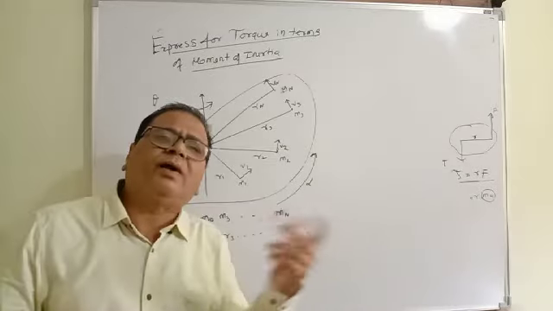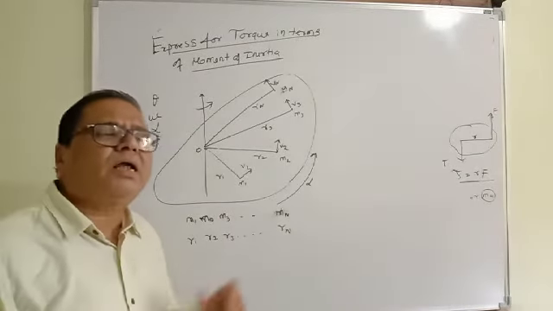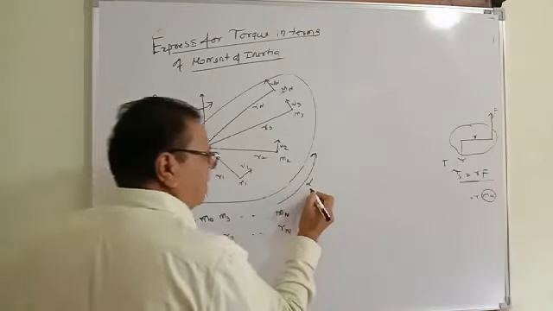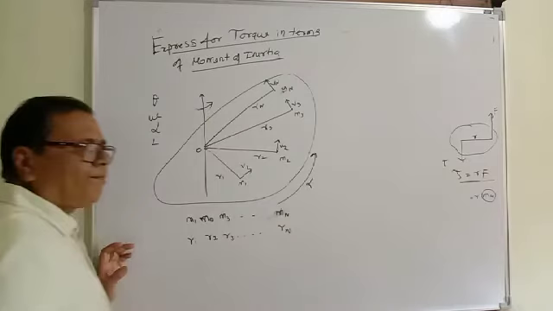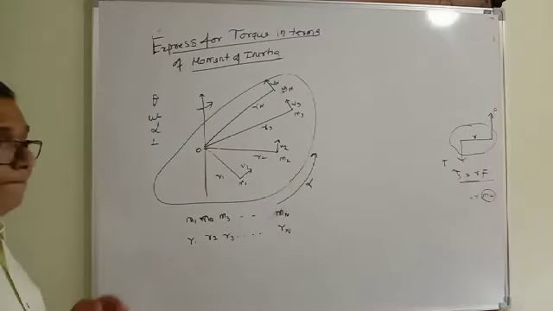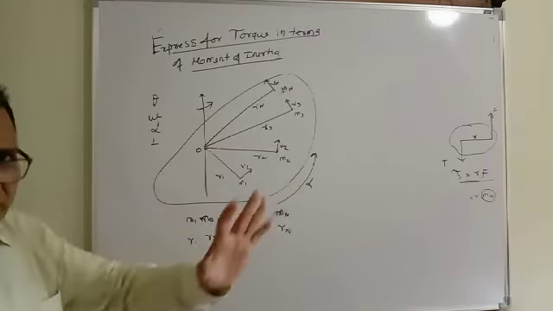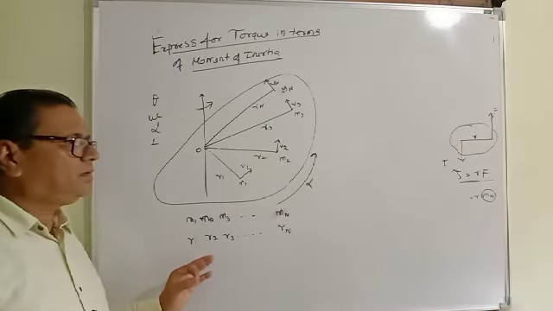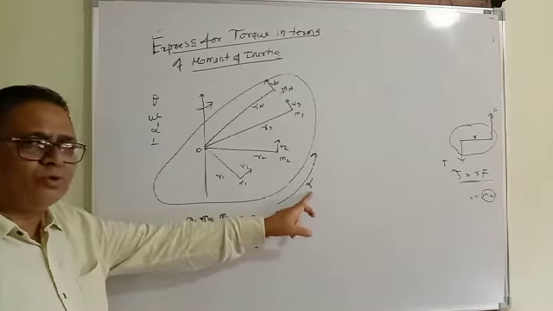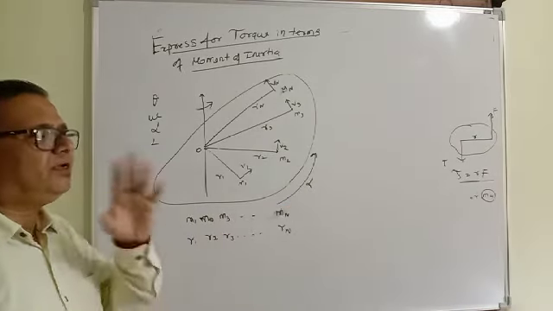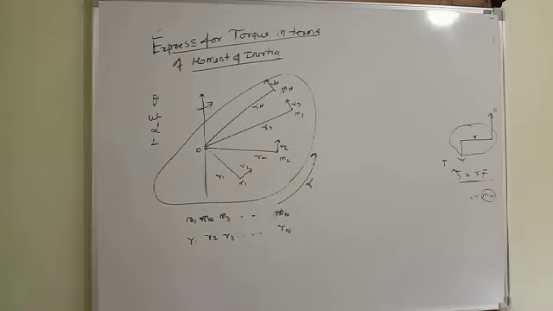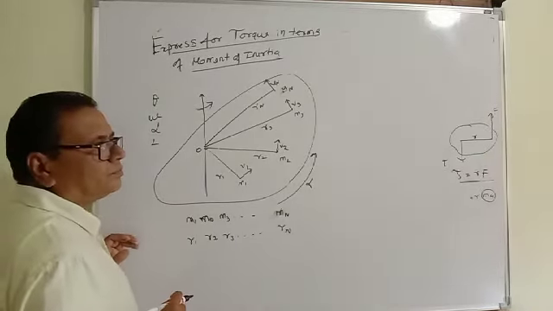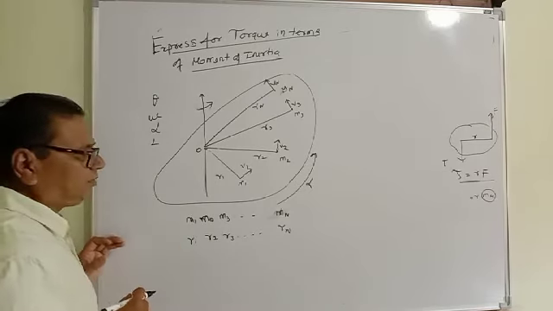Second part, physics part. Physics part kya hai? Every particle rotates with the same angular acceleration alpha, but their linear accelerations are different. प्रत्येक पार्टिकल सेम अँग्युलर ऍक्सलरेशनने रोटेट होतो, पण त्याची लिनियर ऍक्सलरेशन वेगळी असते. लिनियर ऍक्सलरेशन वेगळी असते म्हणजेच काय झालं?